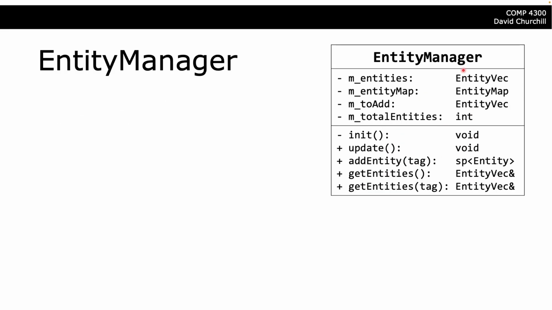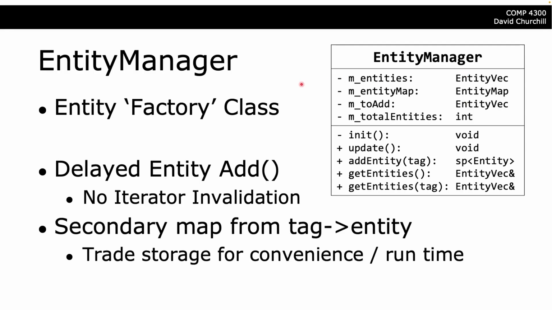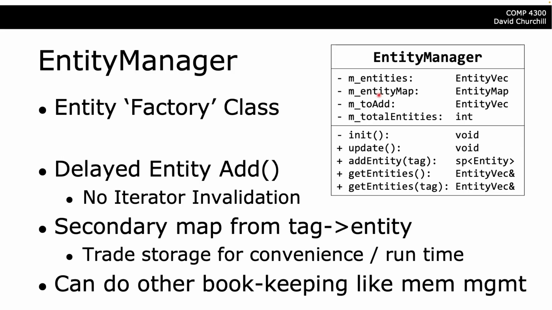The entity manager class is the exact same that we saw in the last lecture. So this is the factory class. It implements this delayed entity add that we talked about and delayed entity removal so that we don't have iterator invalidation. And it also stores this secondary data structure, which is the map from tags to vectors of entities so that we can do things like get all the bullets or whatever. And if we wanted to, we could do other bookkeeping and memory management in here, but we're just not going to do that for assignment 2.